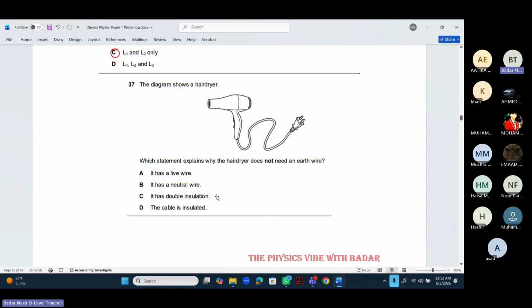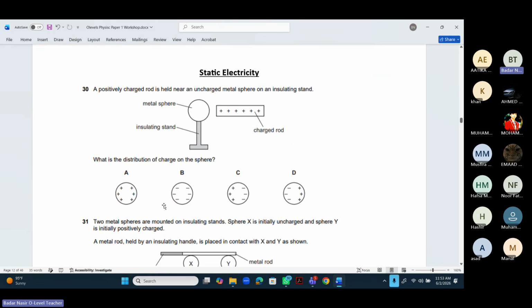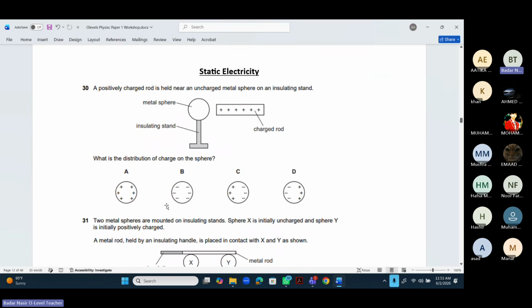The diagram shows a hair dryer. Which statement explains why the hair dryer does not need an earth wire? It has a live wire, it has a neutral wire, it has double insulation. The cable is insulated. So it has double insulation. So its body is double insulated, so even if you hold it in your hand, it doesn't matter to us. Okay, now moving on to static electricity.